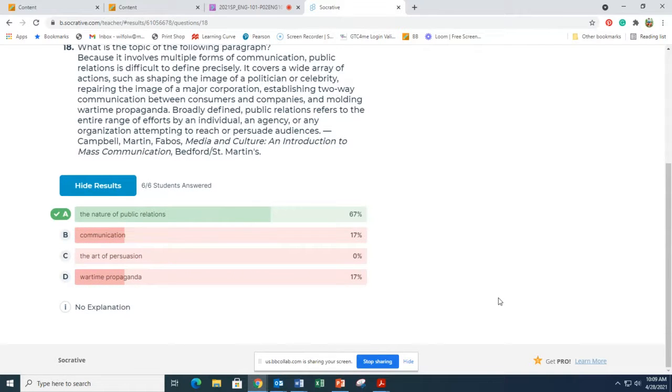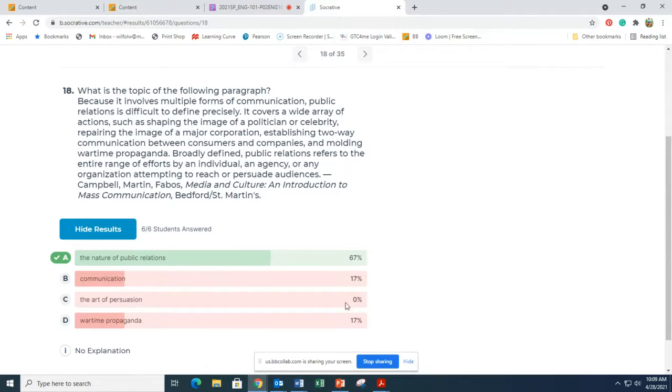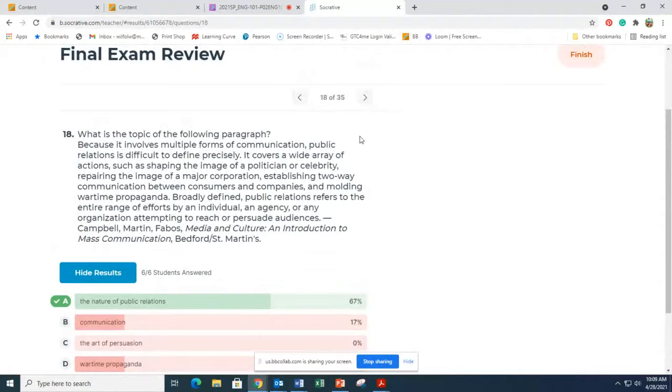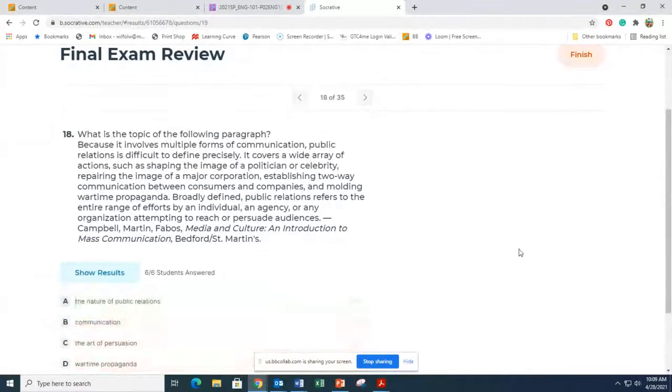Yep, it is the nature of public relations. It's definitely not wartime propaganda because that was very briefly mentioned as one tiny detail in a larger topic. And communication is too broad. There's lots of kinds of communication. We're talking about public relations communication specifically. That's why the phrase public relations came up so many times.